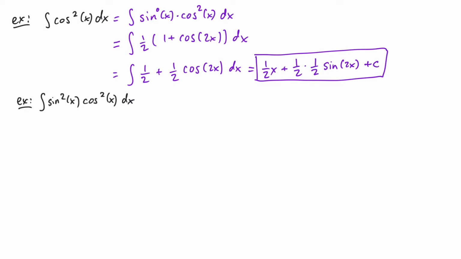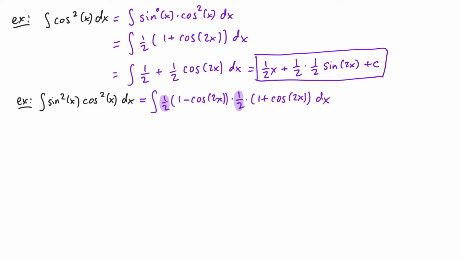Let's consider the integral of sine squared of x times cosine squared of x dx. Since the power of the sine factor is even and the power of the cosine factor is even, we're going to approach this integral by using our double angle trig identities. So when we rewrite the sine squared, we can write it as 1/2 times 1 minus cosine of 2x. Then rewriting the cosine squared, this is 1/2 times 1 plus cosine of 2x dx.